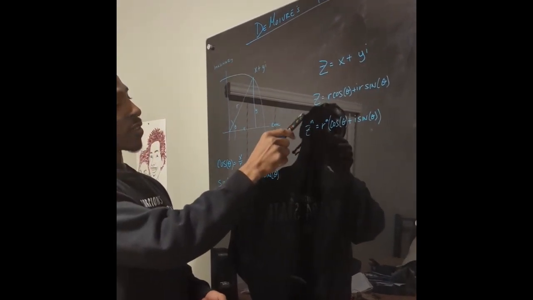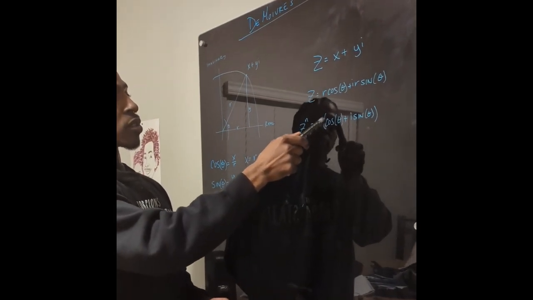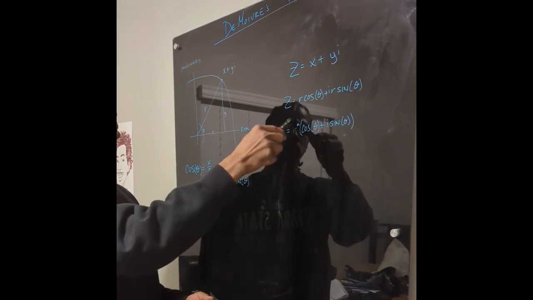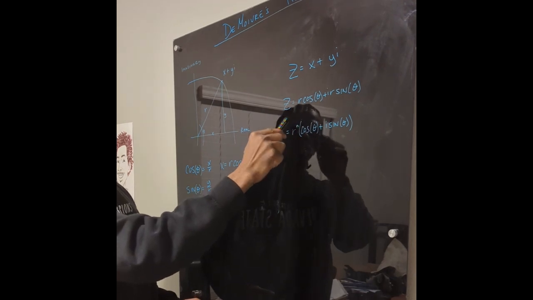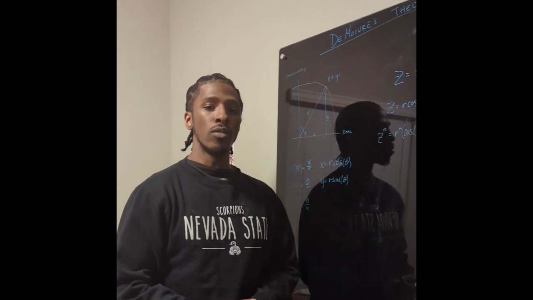And for Julio's example, his example has an exponent in it. And as you can see, I have z to the n, with n representing the exponent, equaling r to the n times cosine n theta plus i sine n theta. And we're pretty much going to use our FOIL method to bring our r to the n and multiply it by cosine theta and i sine theta. And from here, I'm going to pass it off to Julio.